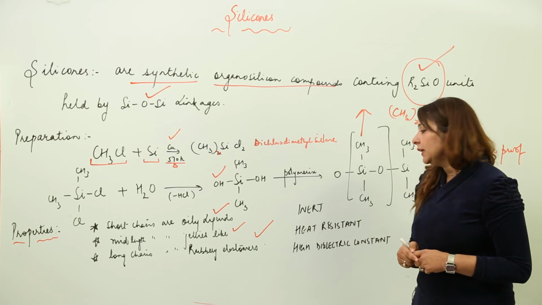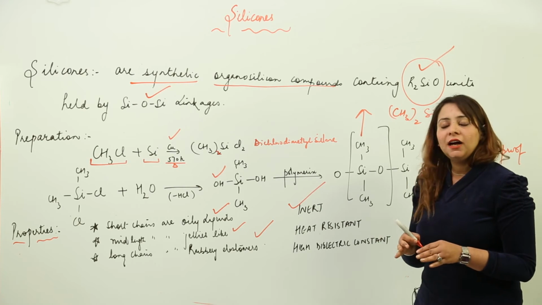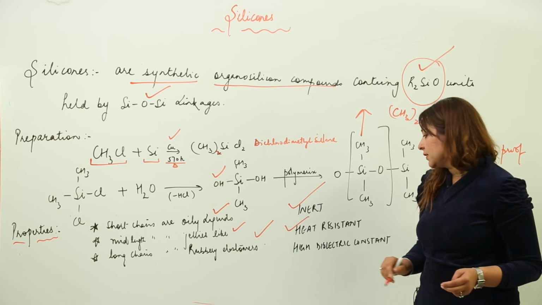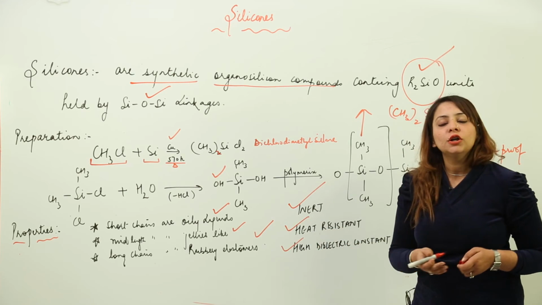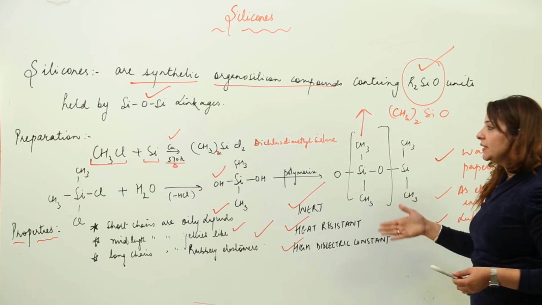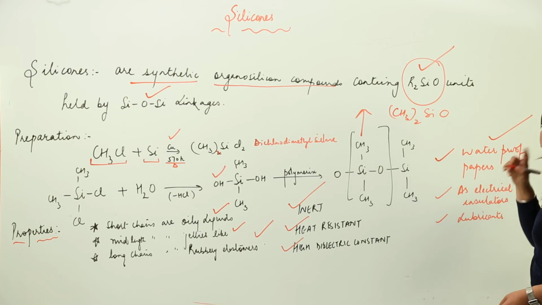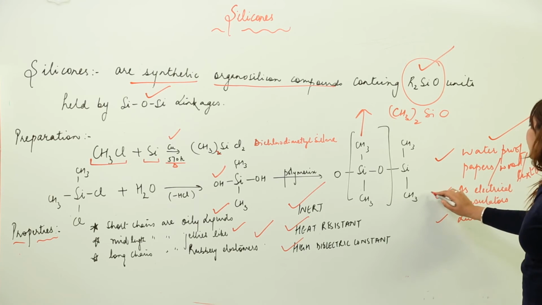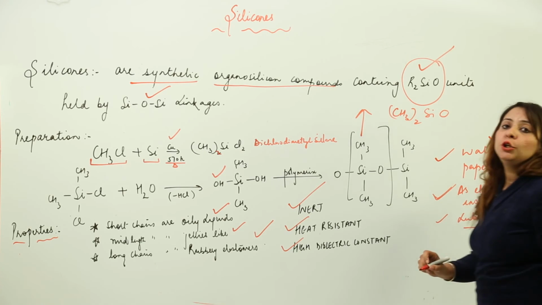Now another property: they are actually inert. That means they don't react very fast; their reactivity is almost nil. And moreover, they are heat resistant. They do not break down on supplying heat, and moreover their dielectric constant is high. And if we see where we make use of silicones, they are used in making waterproof paper, wood, and textiles. So they are used in different kinds of industries. Moreover, they act as electrical insulators, and they also serve as lubricants.